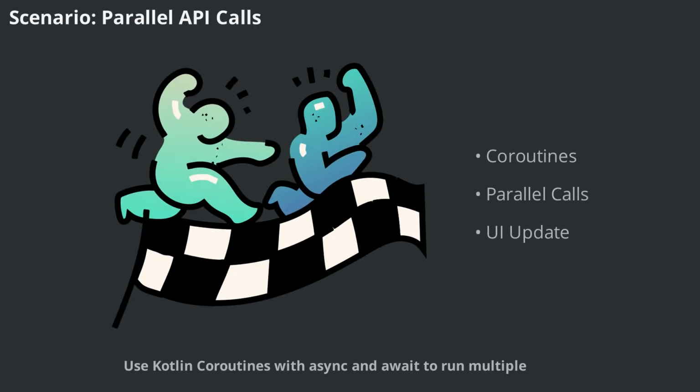Use Kotlin coroutines with async and await to run multiple API calls in parallel and update the UI when both complete. This approach is efficient and commonly asked in interviews.